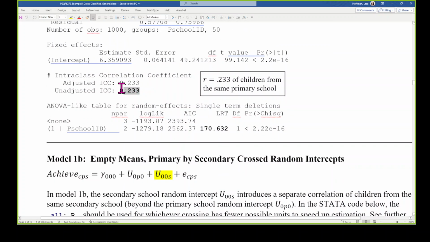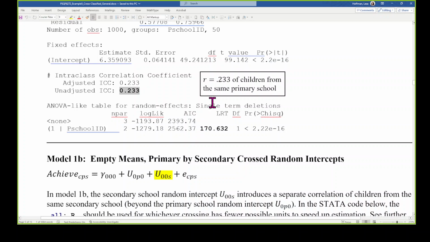Interclass correlation for this is 0.233. So this analysis says secondary school doesn't matter, but children who went to the same primary school are correlated on average 0.23. Or 23% of the variance in this outcome has to do with your primary school. And that means that both child level predictors and primary school level predictors are going to be relevant here because it has variance of both kinds.